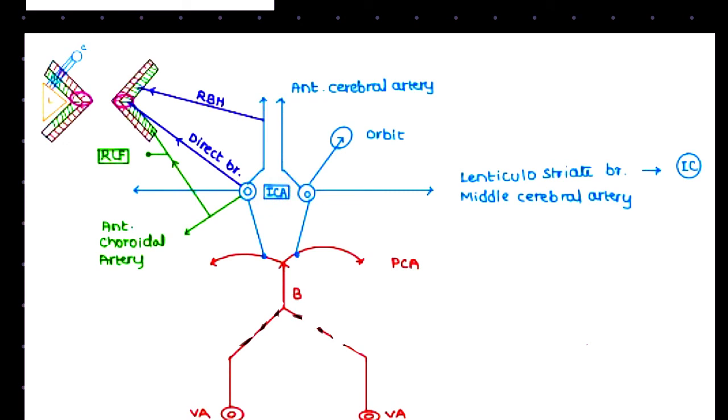And similarly the posterior limb. Now talking about the posterior limb, it is supplied by the anterior choroidal artery. This is our anterior choroidal artery. It is the branch of the internal carotid artery. So this anterior choroidal artery is supplying the lower limb, the posterior limb, of the internal capsule. So this was about the blood supply of the internal capsule.